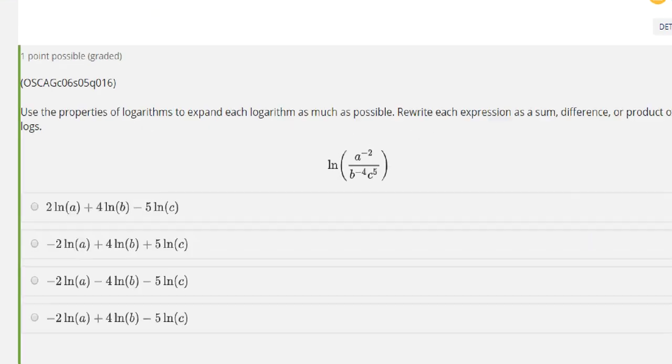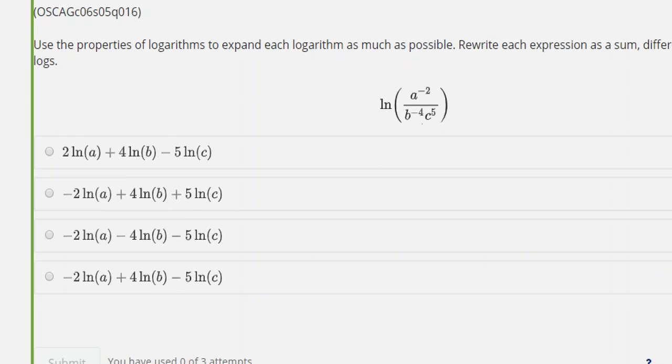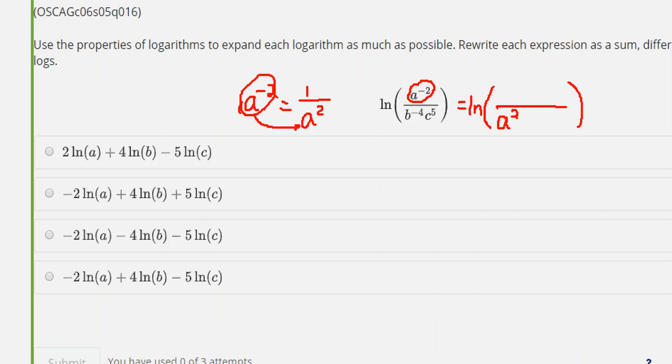We should apply these rules to here. A couple of ways for you to apply. One way is you can rewrite the inside part. You know, a to the power negative 2, that means you can rewrite that as a squared in the denominator, right? Because a to the negative 2 means 1 over a squared, right? So it can be moved into the denominator.